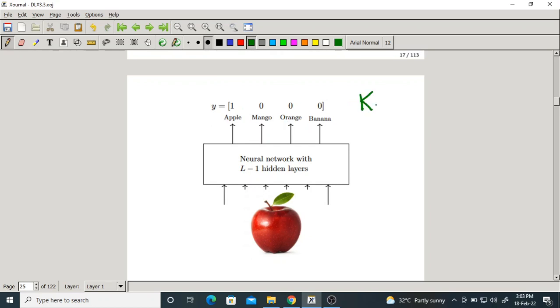K means how many classes here? 4. Either you classify it as apple, mango, orange or banana. So in this figure, the figure is an apple figure. That's why this is the true prediction, the true or actual values. It is also a distribution. Why? Because it is called a one hot function. Only one of the elements will be 1, and the rest are 0, just like a probability distribution. Okay, these are the true distributions.